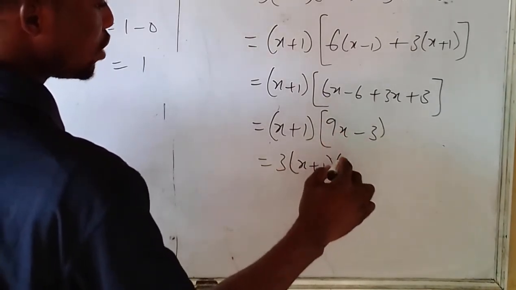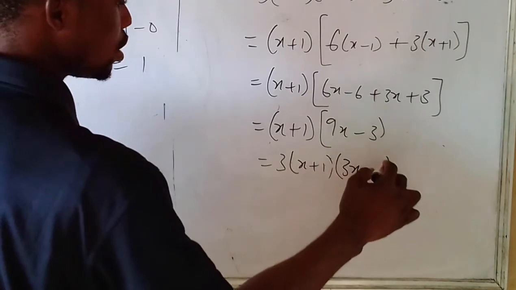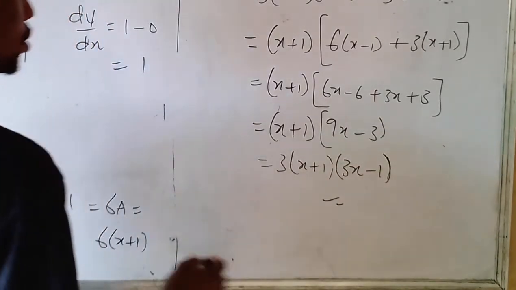What means after bringing 3 out is what? 3x minus what? 1. So this is the answer.